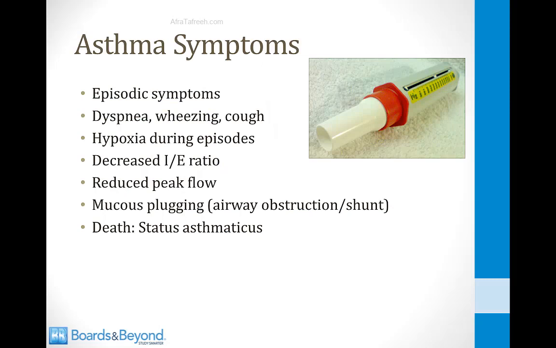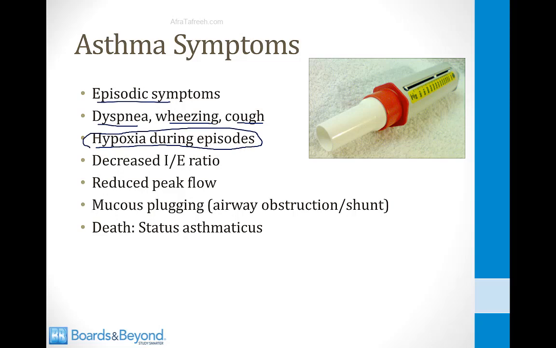Symptoms of asthma tend to be episodic, so they tend to be relatively well for a while and then develop lung symptoms, and then with treatment they can go back to normal. The symptoms they get are shortness of breath and wheezing and cough, and it can get severe enough that they can get hypoxic during episodes. One finding in asthma you should know about is called a decreased I to E ratio.